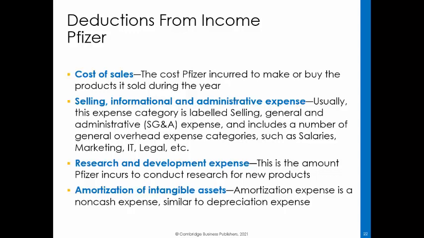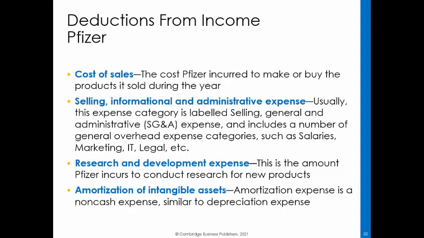As goods are manufactured or purchased, the cost is recognized as inventory on the balance sheet until the goods are sold, at which time the costs are transferred into the income statement as cost of goods sold. Selling, informational, and administrative expense includes overhead expense categories. Research and development expenses for Pfizer would be an important expense to analyze because it must conduct research for new products. It will be discussed later in more detail.